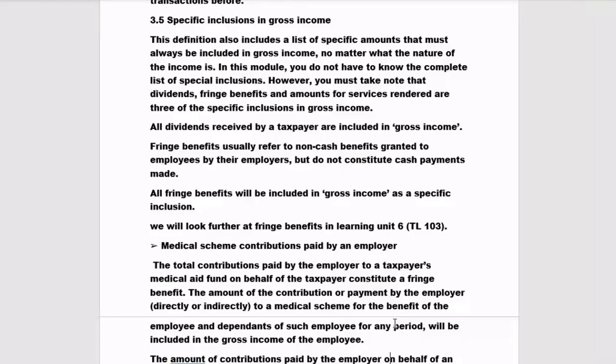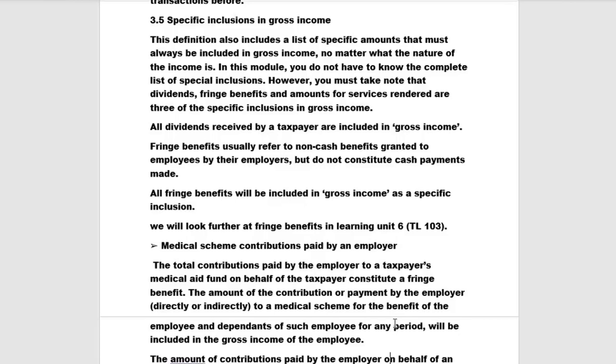We'll further look at fringe benefits in learning unit 1, as I've mentioned that it is actually an independent learning unit. Right, I gave an example in regards to the medical aid contribution paid by the employer. It says that the total contribution paid by the employer to the taxpayer's medical aid on behalf of the taxpayer constitutes a fringe benefit. So it's not only or particularly the medical aid. There's a whole list when it comes to fringe benefits. But let's wait for learning unit 6 to cross that bridge. Okay, the amount of the contribution or the payment by the employer directly or indirectly to the medical scheme for the benefit of the employee.